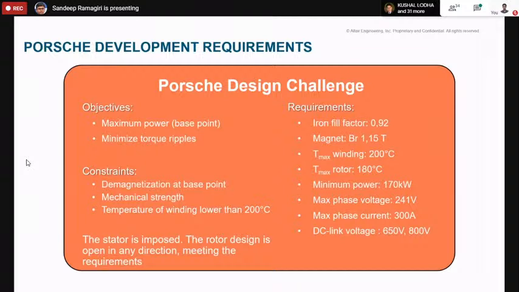And then the winding temperature, we need to limit lower than 200 degrees. And you can see the requirements on the right side. And the stator was imposed, so that means the stator was fixed. We cannot change the stator, we can just change the rotor. So that is the objective.